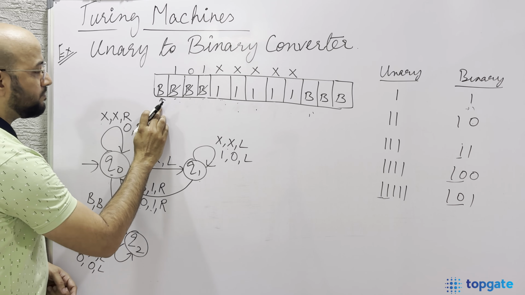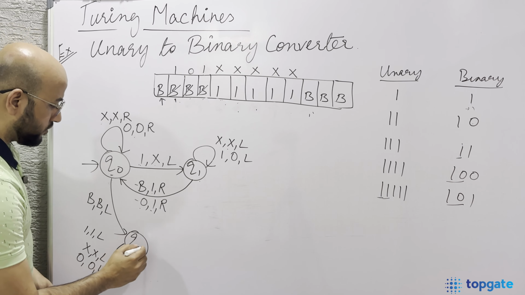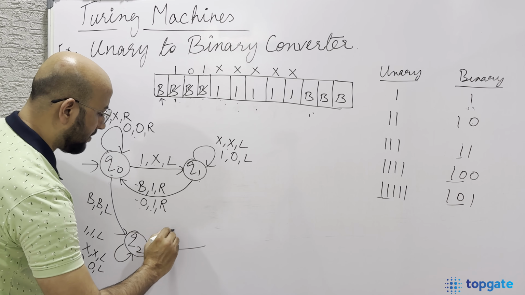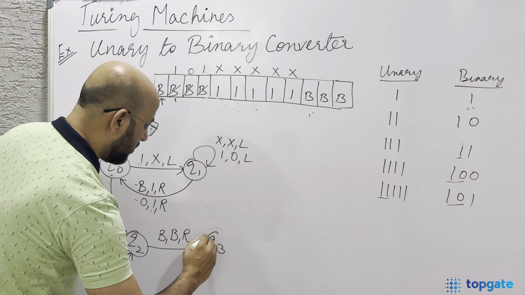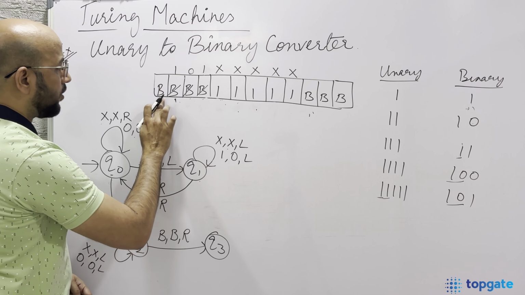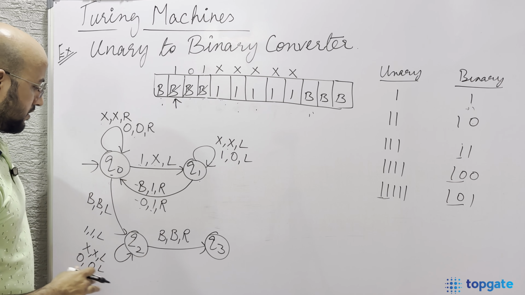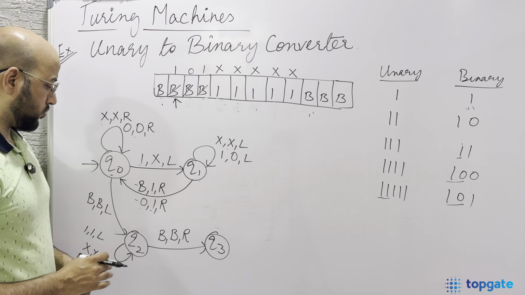Now on this blank I'll take a right turn and point my pointer here onto this one. So therefore I'll take a move. That means if you find a b, let it be b only, go on to the right hand side, make a state q3 and the pointer will now start pointing on to the output. So this is the Turing machine which acts as a unary to binary converter.